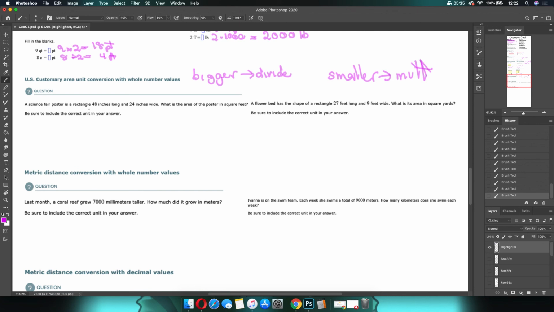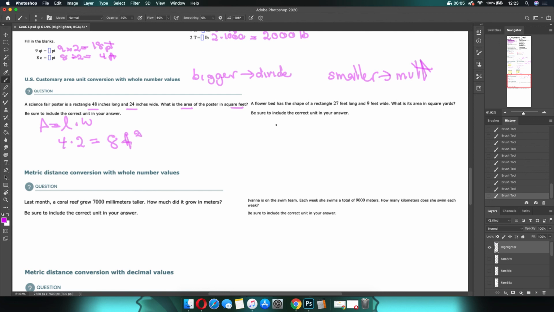We have 48 inches long and 24 inches wide. What is the area? So area is length times width. What I recommend personally is to do your conversion now, because since we're going to square feet, we're going bigger, so we're dividing. So 48 divided by 12 is 4, 24 divided by 12 is 2, 4 times 2 is 8 feet squared.